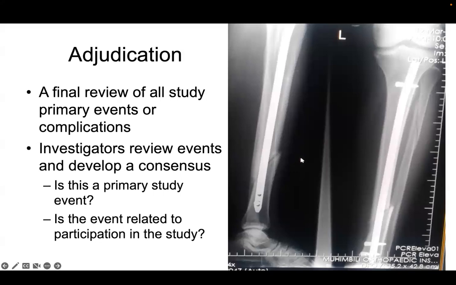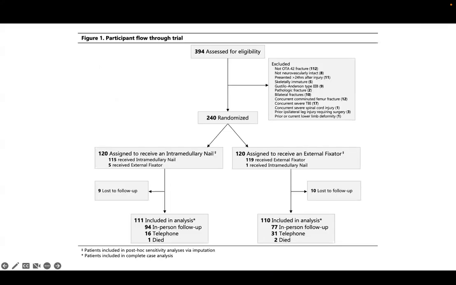Those are also events of interest. They need to be reported to the Data Safety and Monitoring Board. They need to be potentially reported to the human subjects review committees at participating institutions. These fall within the purview of an adjudication committee.